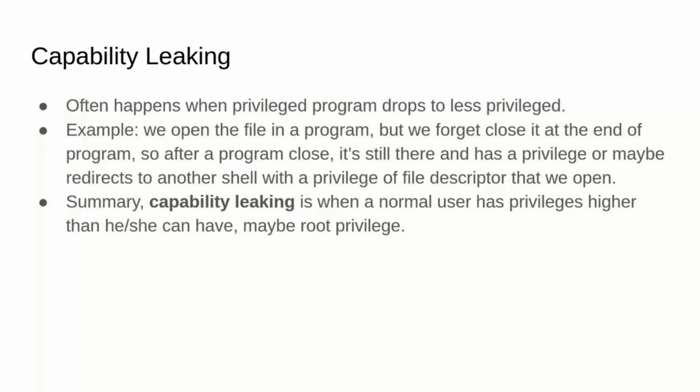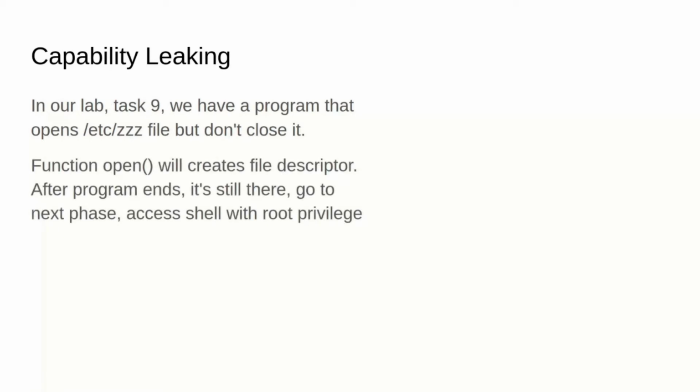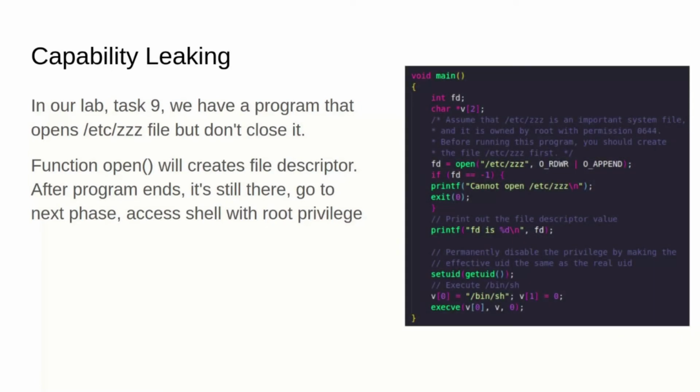Next, we will talk about Task 9 in the Set-UID Lab. In Task 9, named Capability Leaking, we have a program that opens the /etc/zzz file but doesn't close it. Use Set-UID to access the bash shell. As you can see, the program calls the open function, which creates a file descriptor, but doesn't close the file after all. So the hacker takes advantage of this fault. The program doesn't drop privileges. He accesses the bash shell with the privilege of the file descriptor.